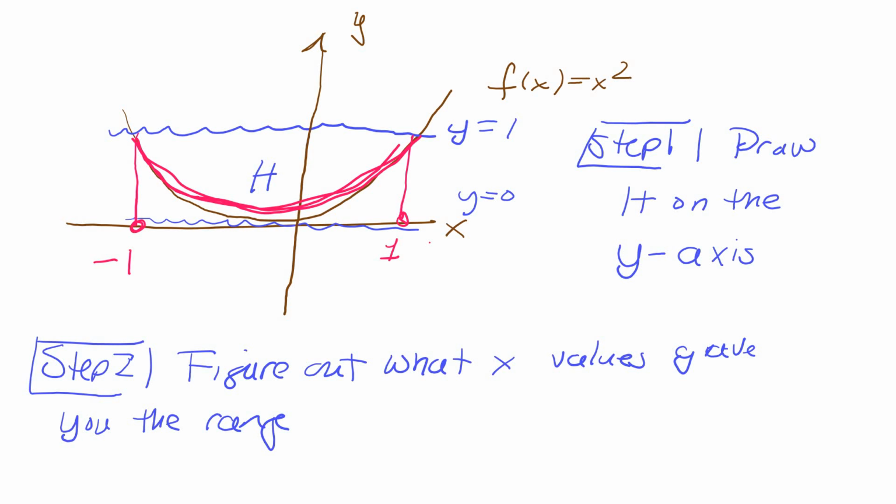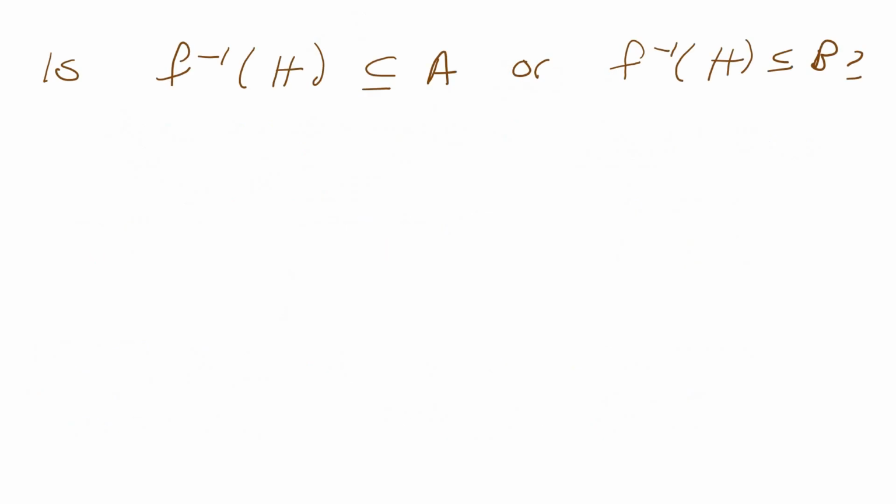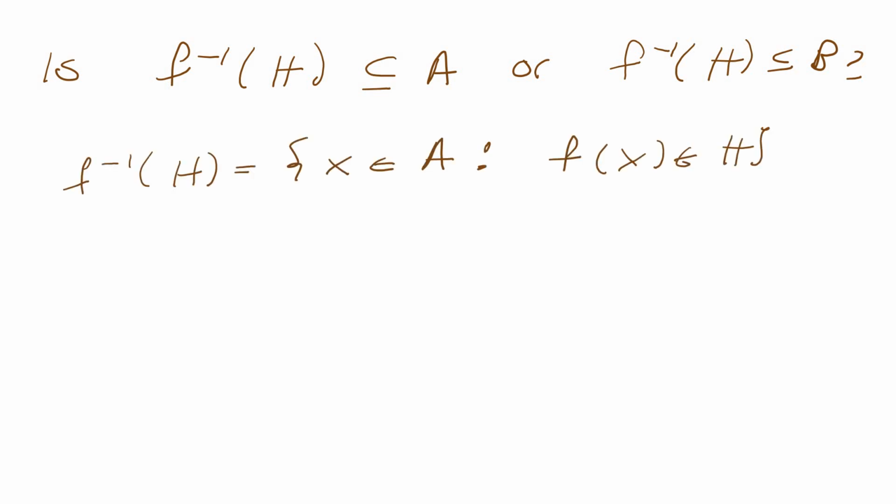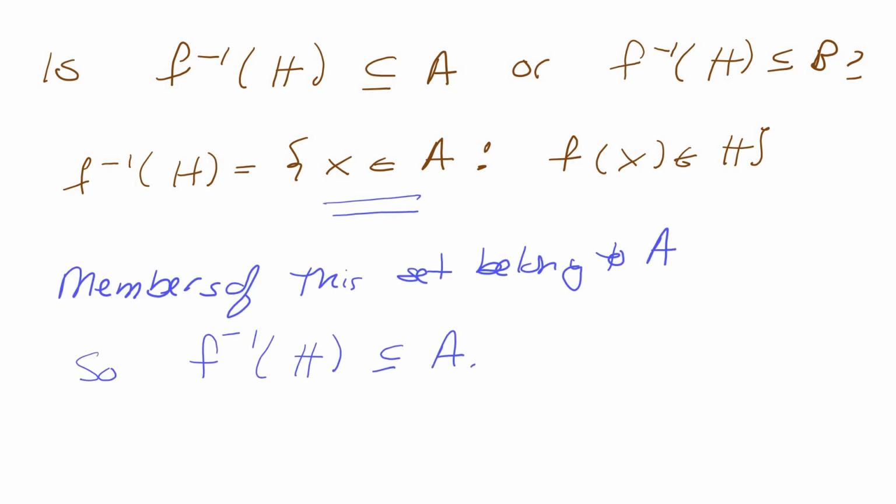True, right? Filling in those gaps. So f inverse of h is a set. It's the interval -1 to 1. I kind of told you this already. It's a subset of A. How do I know that? Because it says the elements must belong to A. Members of the set belong to A, so f inverse of h is a subset of A.